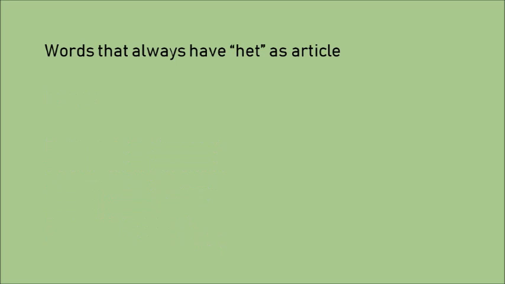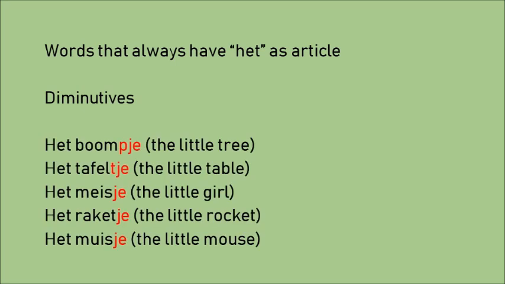Some words always have het as article. For example, diminutives always have het as article. And yes, I had to Google that word. Examples are het boompje, het tafeltje, het meisje, het raketje and het muisje. You can recognize a diminutive by ending with je.